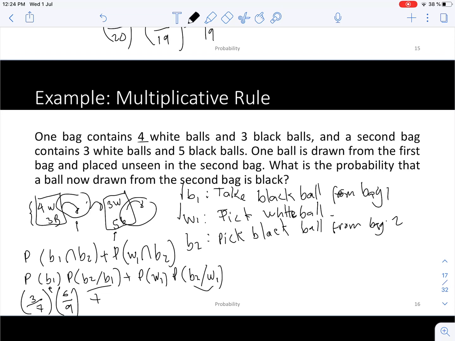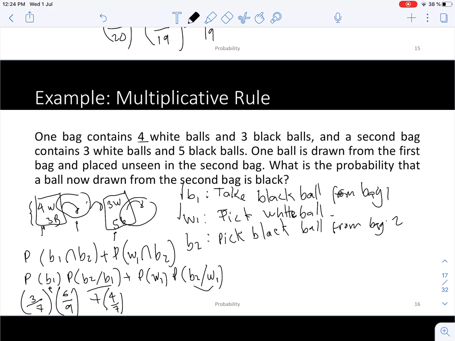Plus, so now we do the same thing, but for the other scenario, when the first ball that is taken is a white ball. So what's the probability of getting a white ball? There are 4 white balls in the first bag out of 7. So that will be 4 over 7, right? Just as we did with the previous scenario, but now this is for the white case. So this is 4 out of 7.